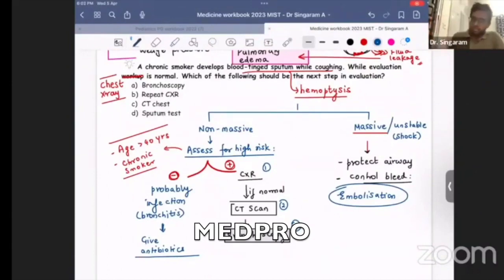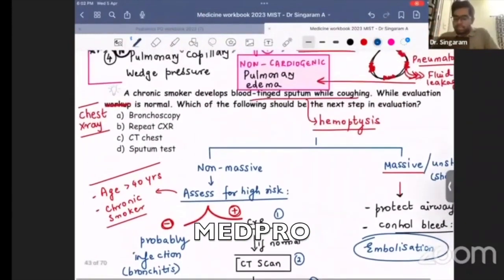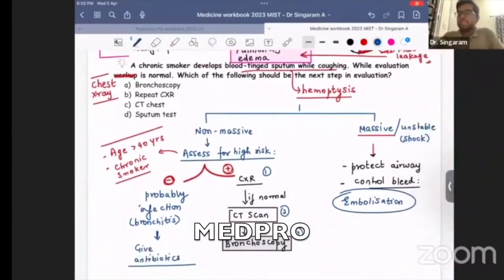And what is the next one? Non-massive bleed, that means his vitals are stable. Then you look at the risk factors. If risk factors are present, go for X-ray, CT scan, and bronchoscopy in that order. If there are no risk factors, then it is probably an infection only. You can give antibiotics and review the patient. That is the scheme of evaluation for hemoptysis in a patient.